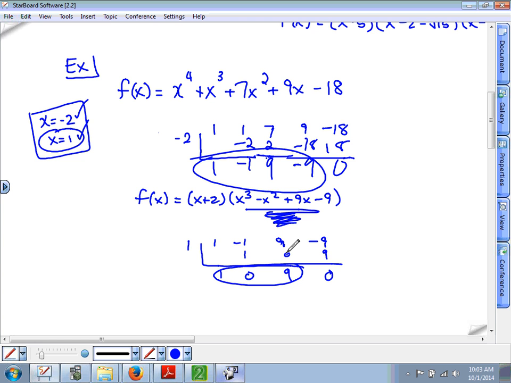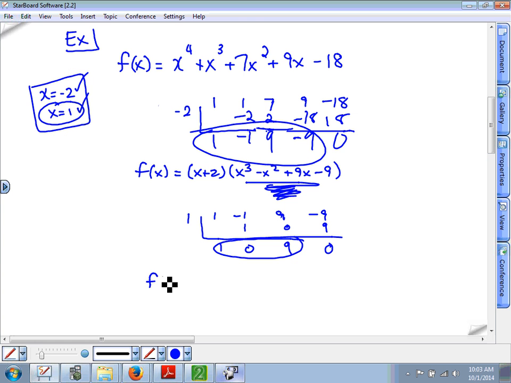What we now know, and I want you to write it like this, we now know that f of x can be written like this. We knew that x plus 2 was a factor. Now we know that x minus 1 is a factor because of this and because of that. And this tells us the other factor is x squared plus 9. Now we've got it down to a quadratic factor. X squared plus 9 is a quadratic factor.